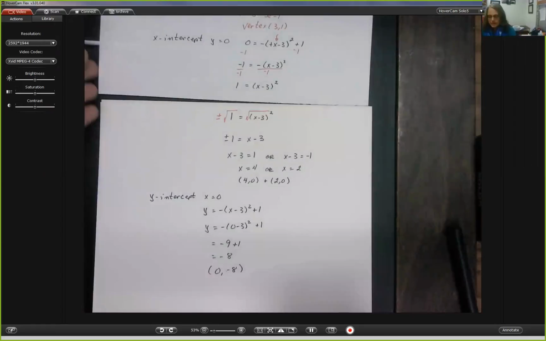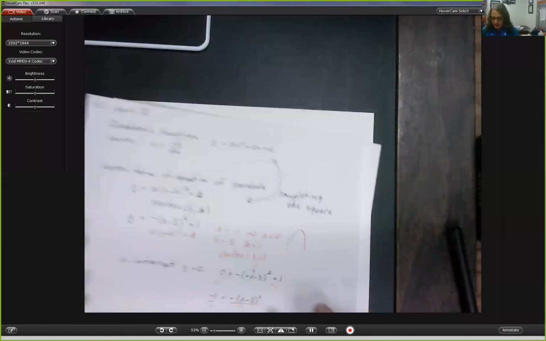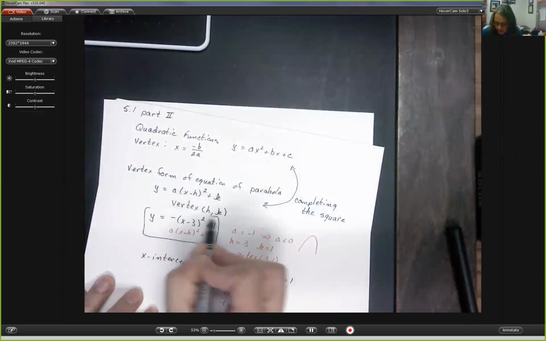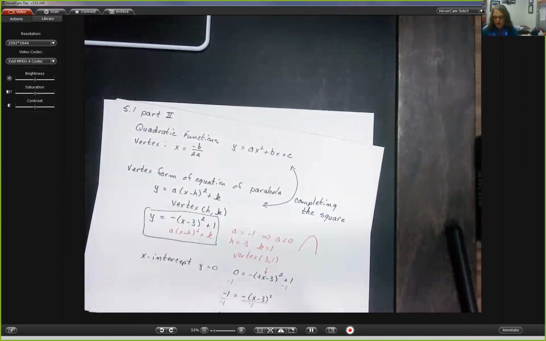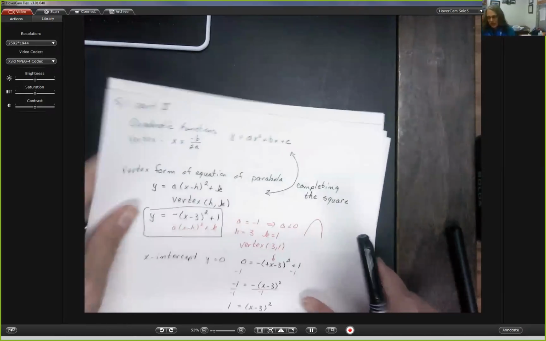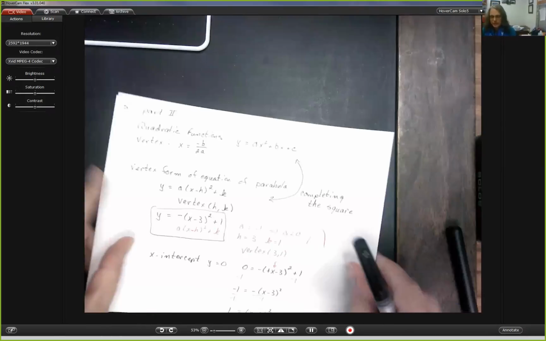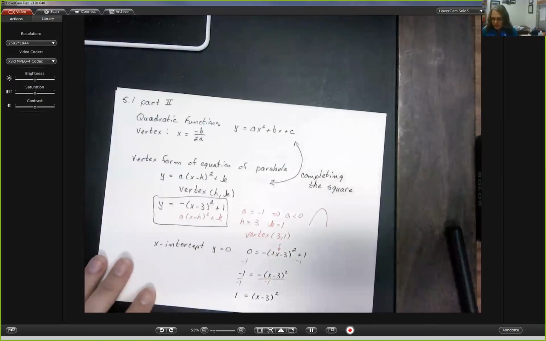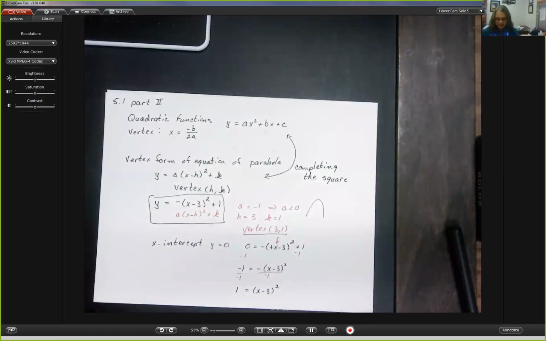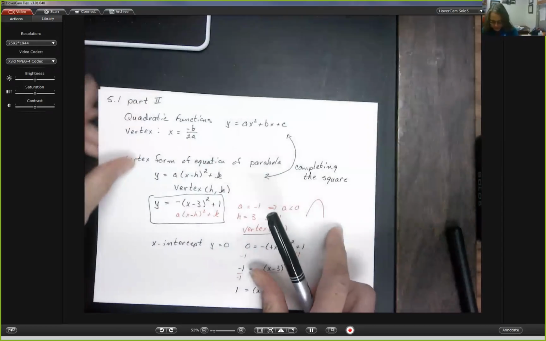Okay, now what I want you to remember is that all of this started with this weird looking form for the equation of a parabola. But you'll notice I didn't have to factor a thing. I didn't have to pull out the quadratic formula. And I just read my vertex right off of my equation. So let me show you how we get there. It's handy.